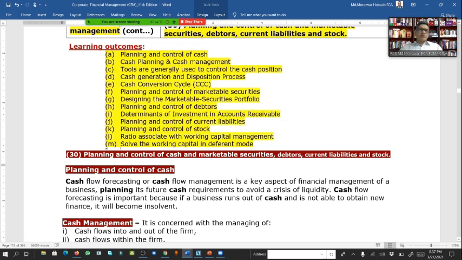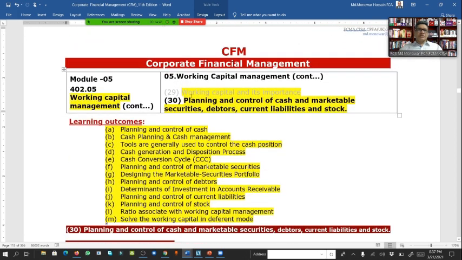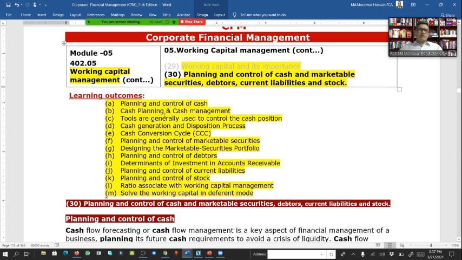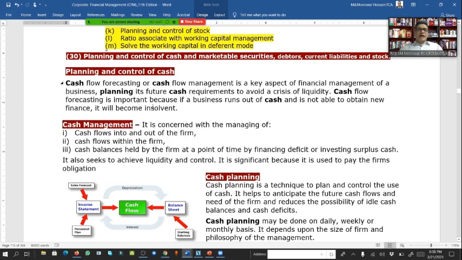So working capital management is a vital point for your exam, and that means within this chapter we'll get one question definitely. Planning and control of cash and marketable securities.